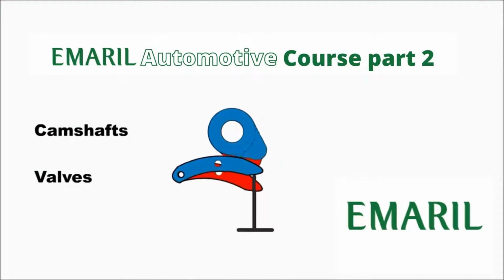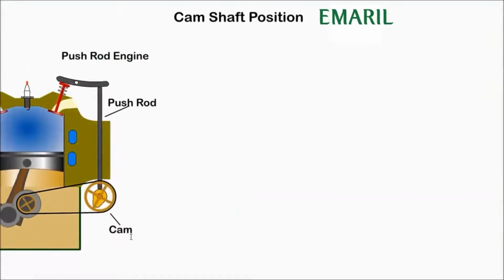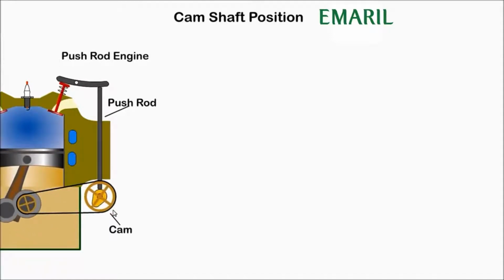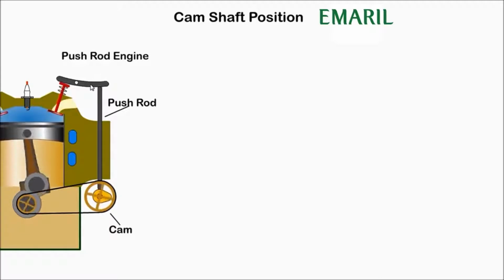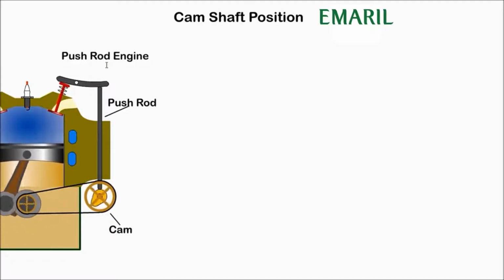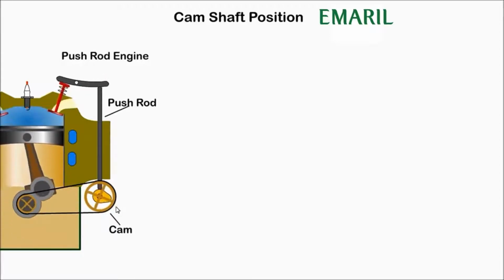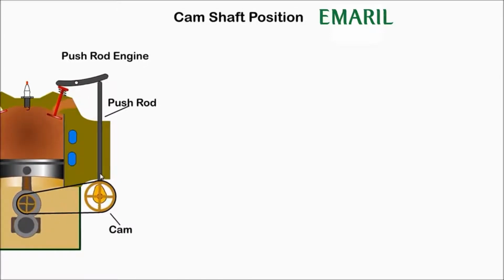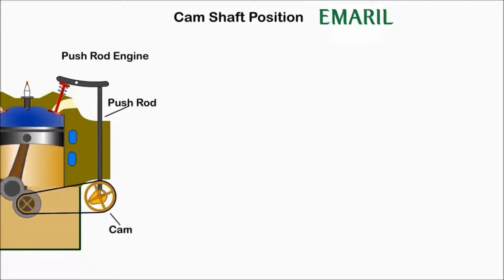In this section we will cover camshafts and valves. There are various layouts for the camshafts. Early engines had the camshaft at the bottom of the engine. The valves were operated by push rods via rocker arms, hence the name push rod engine. An advantage of this design was that it was easy to lubricate the camshaft with oil. However, at high speeds, the rods were prone to lose contact with the cams due to their inertia.